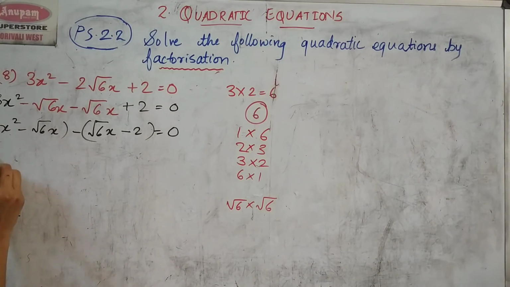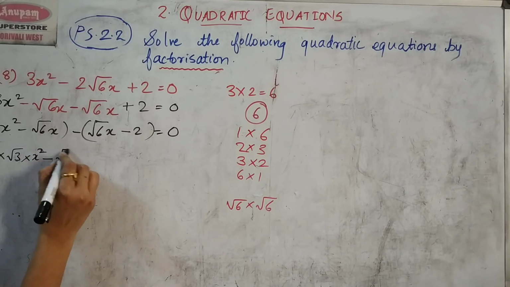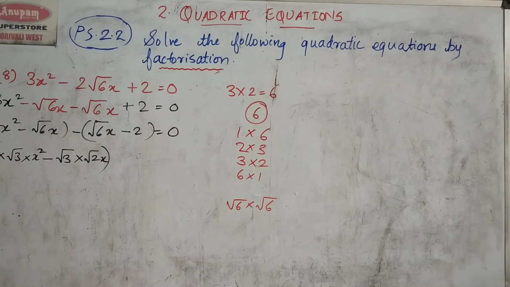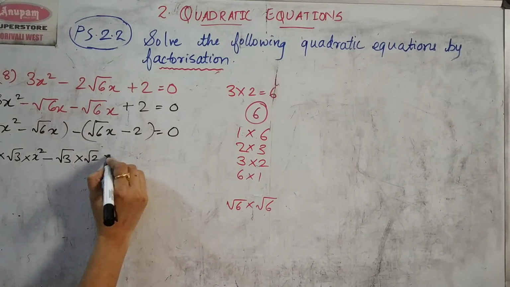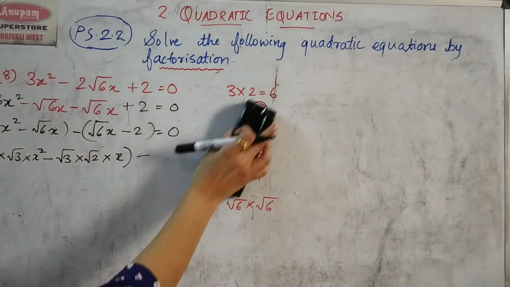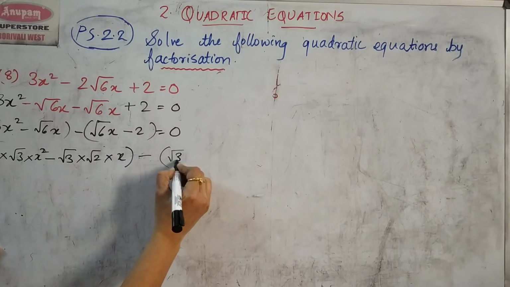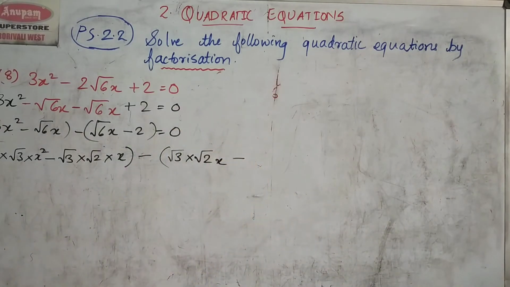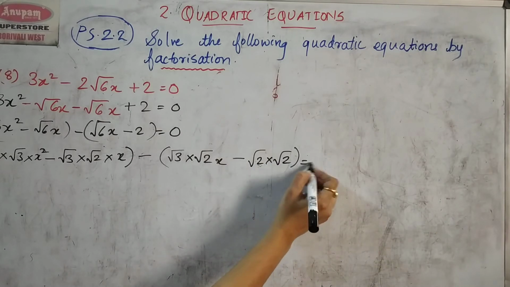Now for 3, I will write down √3 into √3. For x², I will write down x into x. Minus this. For √6, I will write down √3 into √2 into x. Similarly, for the next bracket, for √6 I will write down √3 into √2 x, and for this 2, I will write down √2 into √2, is equal to 0.